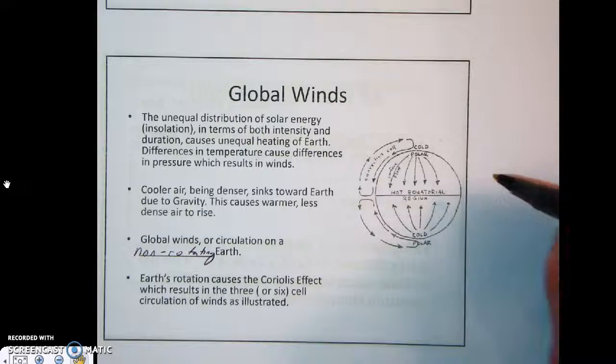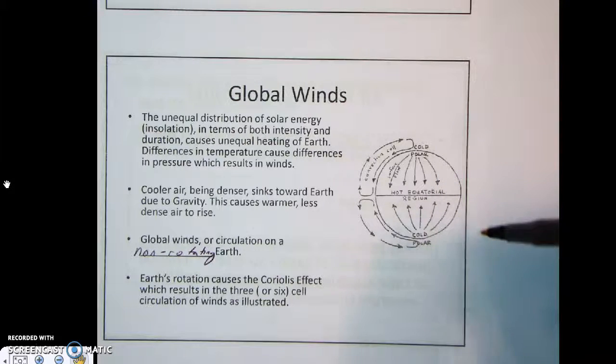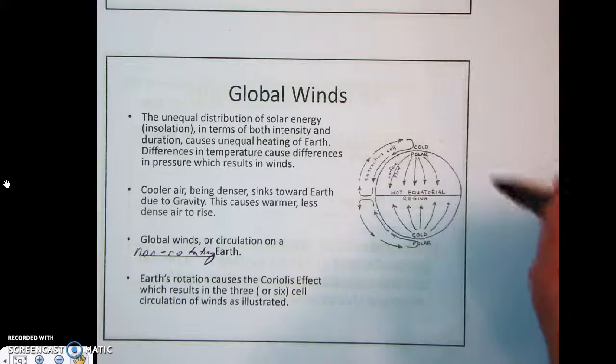So we have surface winds that you would feel when you go outside, but there are regular global wind patterns that you might not feel at the surface but happen higher up in the atmosphere. You might be familiar with the trade winds, for instance. You learn about those in social studies oftentimes. They're a global wind. There's many other global winds as well.